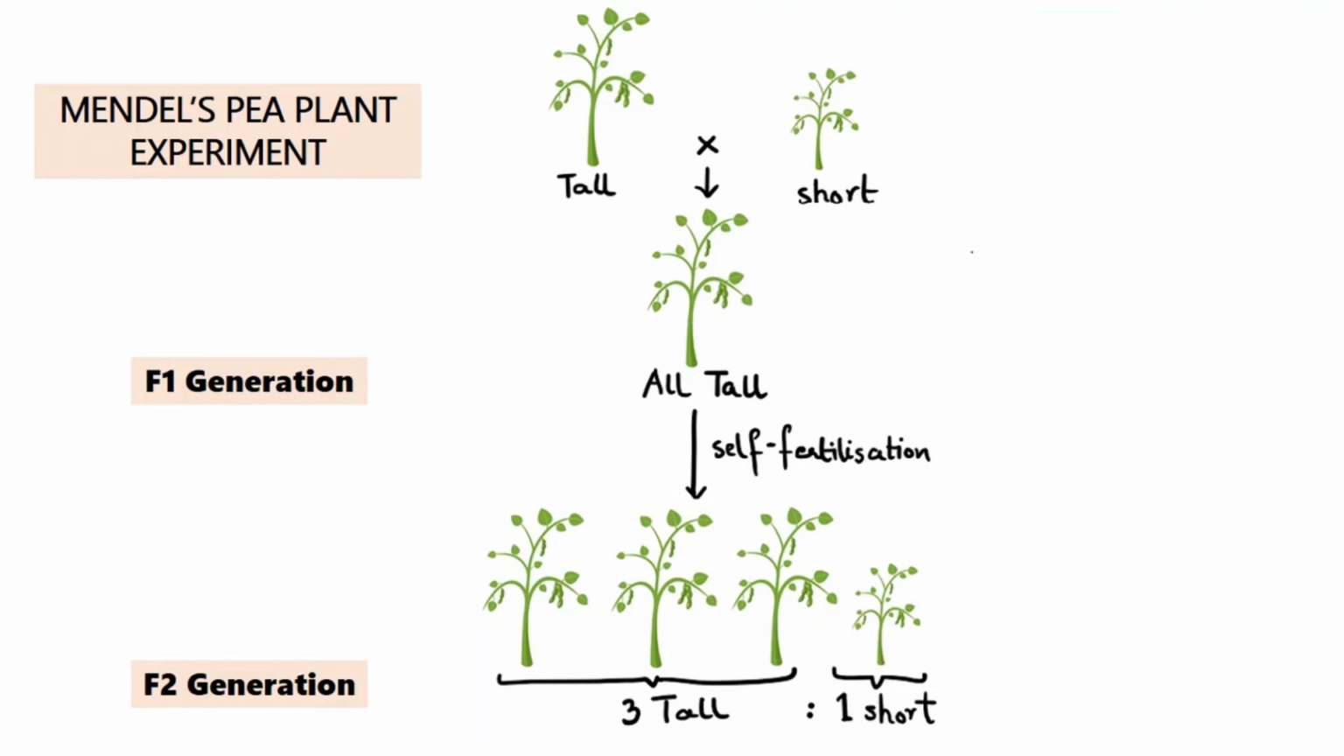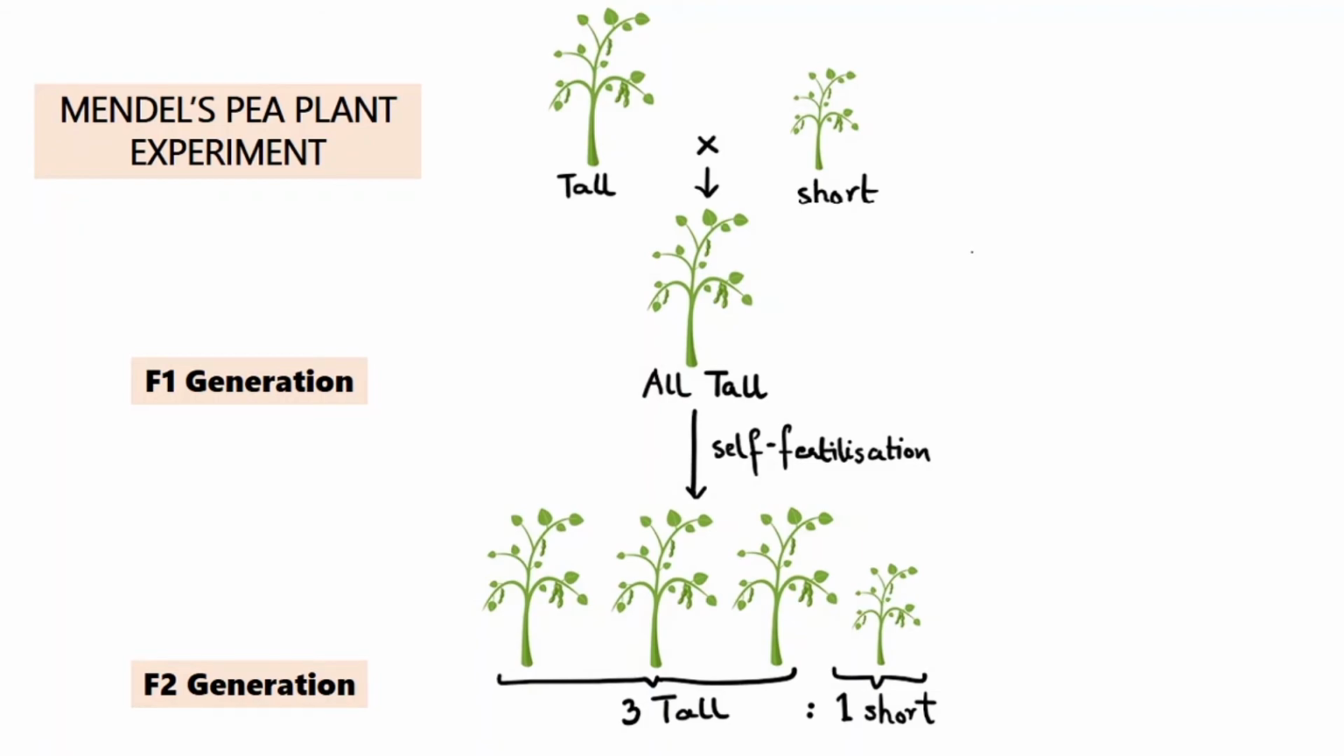But then the recessive trait actually did reappear in about 1/4 of the total offspring of the F2 generation. As you can see, there were 3 tall plants and 1 short. So now Mendel did not stop here. He actually was very interested in explaining these observations.